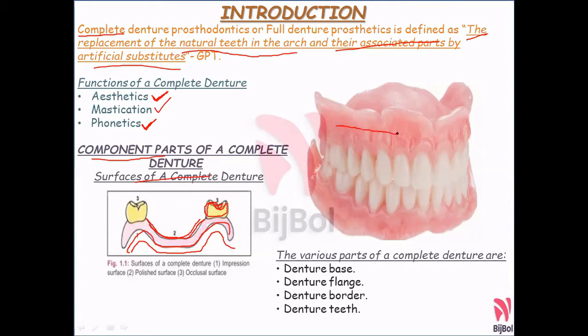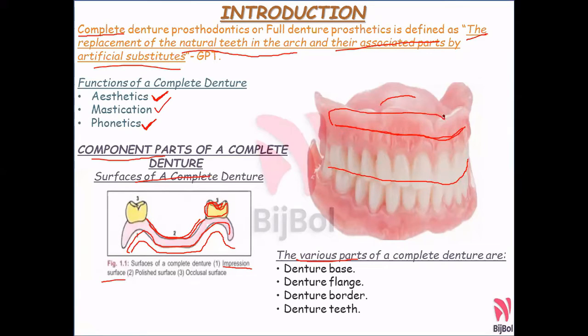Now what is this surface? Anyone? The one marked with the red line. Polished surface. Yes, good. And what is this surface? Tissue surface. Impression surface. Impression surface, also called tissue or intaglio surface. And what is this surface? Occlusal surface. Yes, cool.